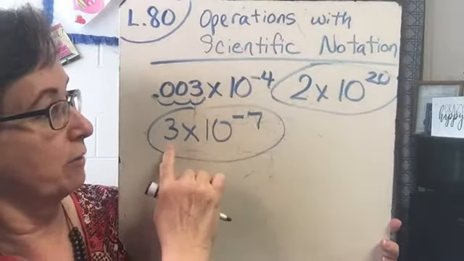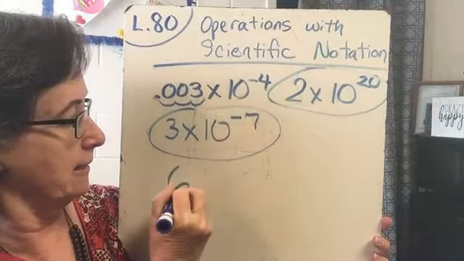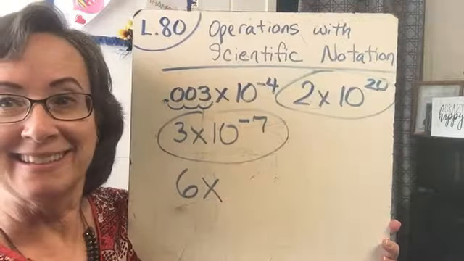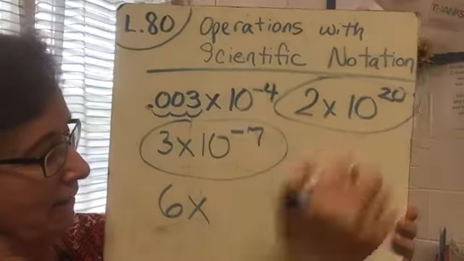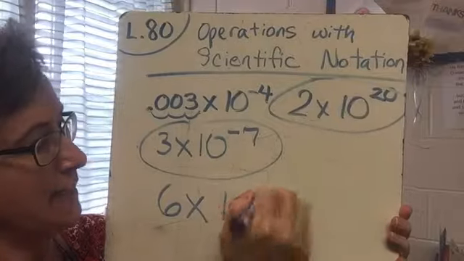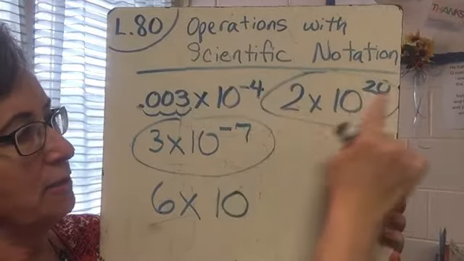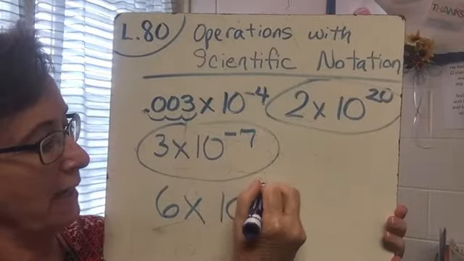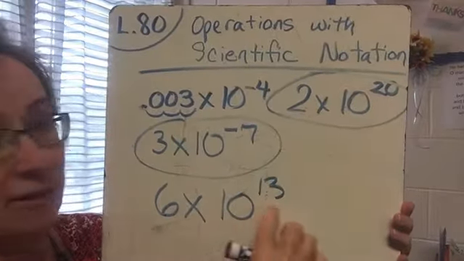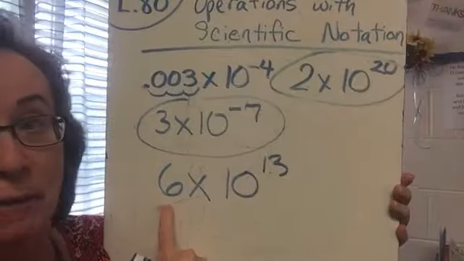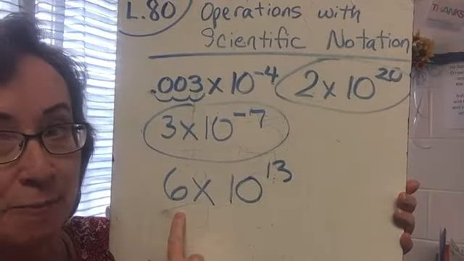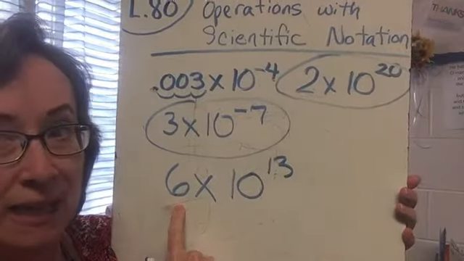So here we go. 3 times 2 is 6 times 10, and then we're going to raise the 10 to the sum of 20 and negative 7. So 20 minus 7 is 13. So 6 times 10 to the 13, and again, we need no adjustment because this number is in between 1 and 9 inclusive.